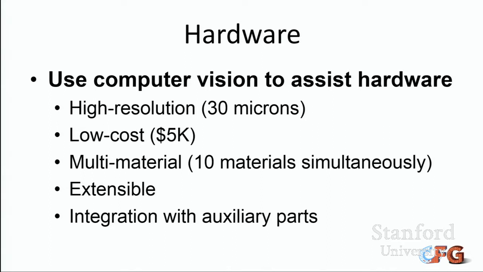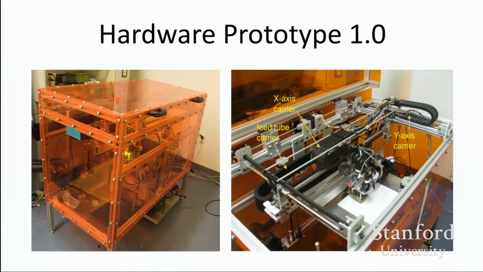We can print with multiple materials, up to 10 materials. The whole system is extensible. We can bring in new parts, we can also add components to the printer, and we can also integrate prints with auxiliary components. So this is a hardware prototype from roughly 1.5 years ago.